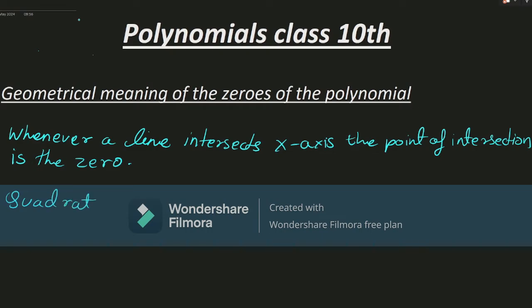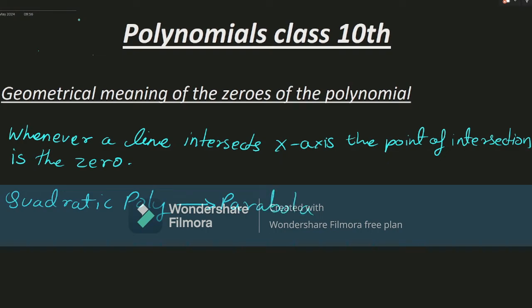Now, in this same topic, geometrical meaning of the zeros of the polynomial, you're going to learn different types of graphs of different types of polynomials, like a constant polynomial, linear polynomial, and quadratic polynomial. Now, in a quadratic polynomial, you're going to have a parabola. A parabola.